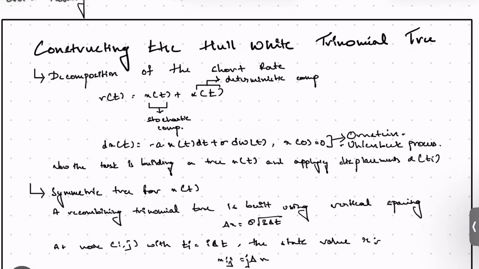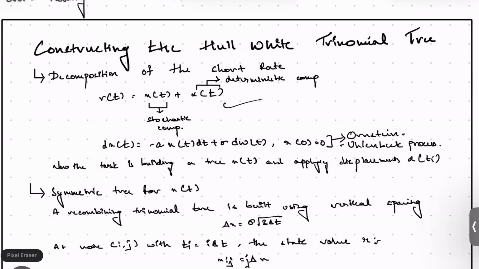The method begins by decomposing the short rate r of t into a mean-reverting stochastic component x of t and a deterministic displacement alpha of t. So r of t is equal to x of t plus alpha of t. Then the task is reduced to building the tree for a simpler process, x of t.